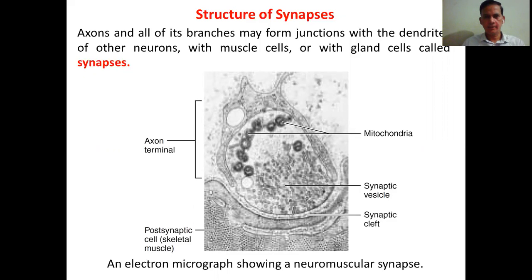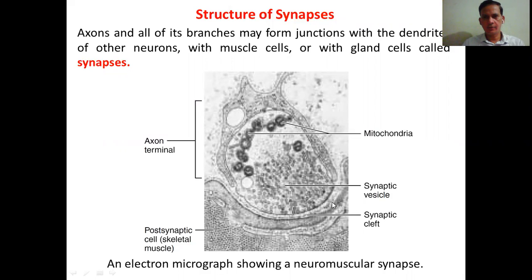So this is an electron micrograph. This is the post-synaptic part. Here you can see this is the axon terminal, and this is what we call the post-synaptic cell. This is skeletal muscle, and this is the space which is between the axon and the skeletal muscle cell.